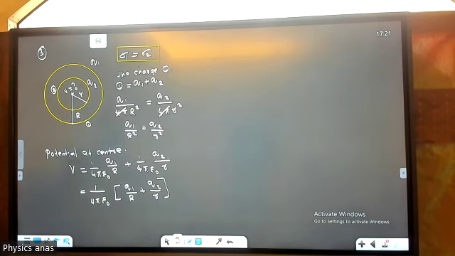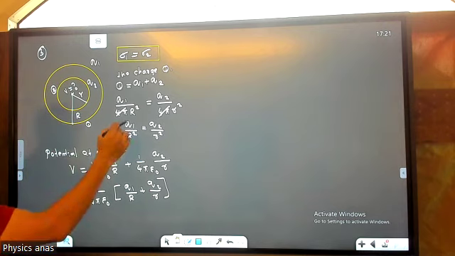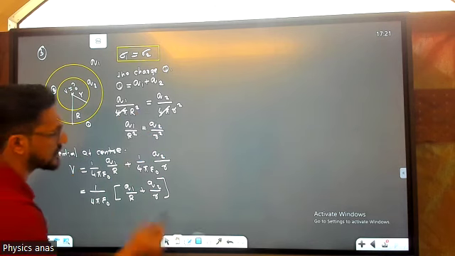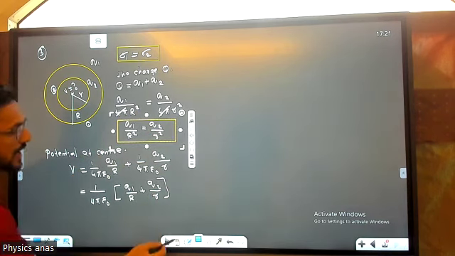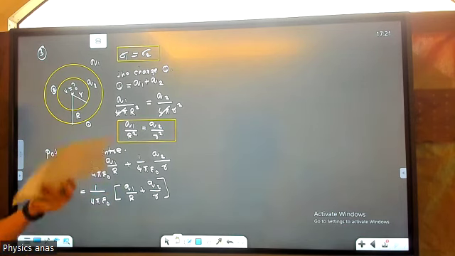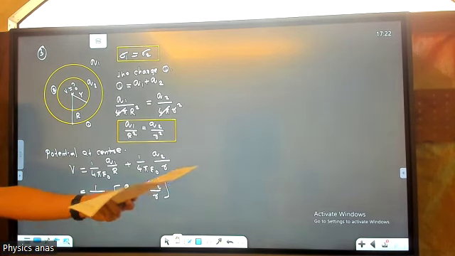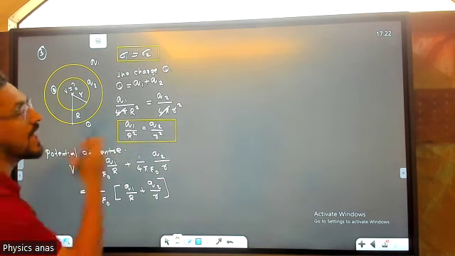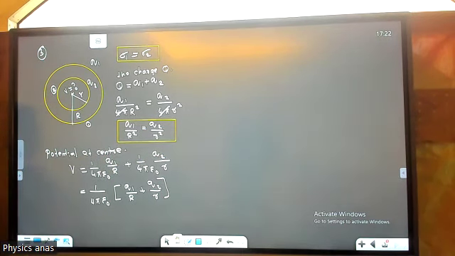Look here. Just look here. What is this? Q1 by R, Q2 by r, right? Now you have this relation, Q1 by R square is equal to Q2 by r square. You have a relation between Q1 and Q2 with R and r. You can find the value of Q2 from here or Q1 from here. Right? Then there will be only one Q1.